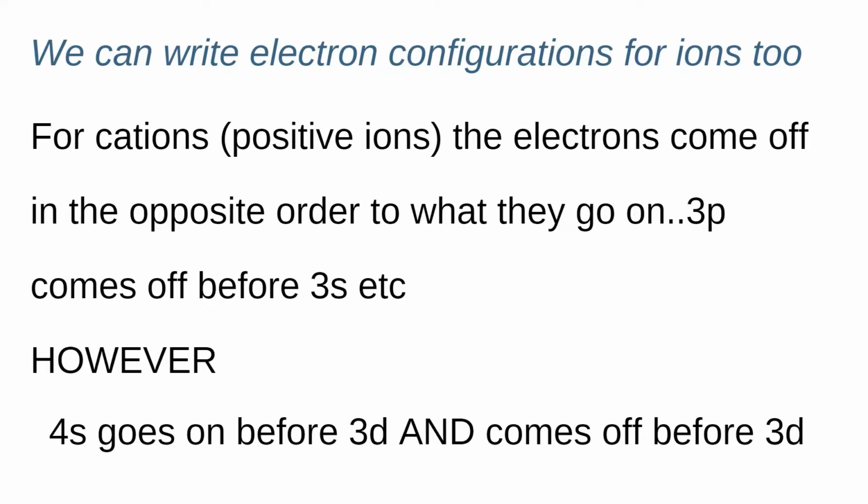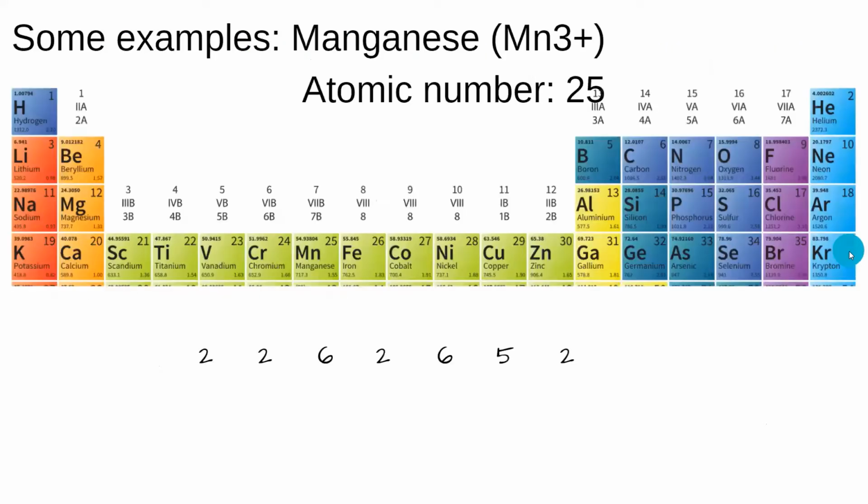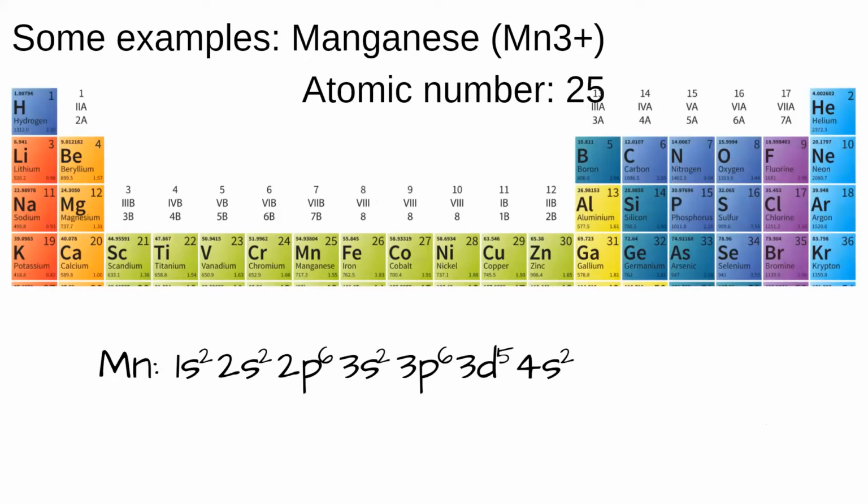You add the electrons to 4s first before 3d, but you also take the electrons out of the 4s orbital before you take any out of the 3d orbital. So let's look at manganese, Mn3+. 3+ means it's lost 3 electrons. Its atomic number is 25, but because it's lost 3, it has 22 electrons.